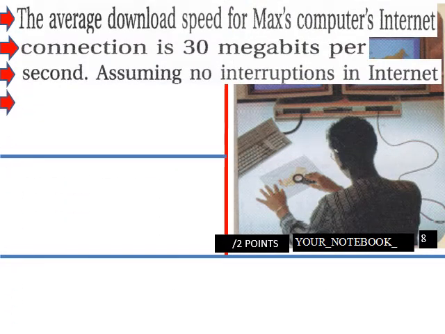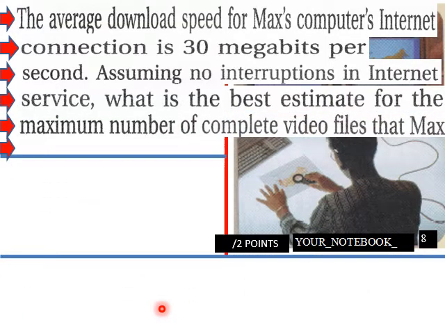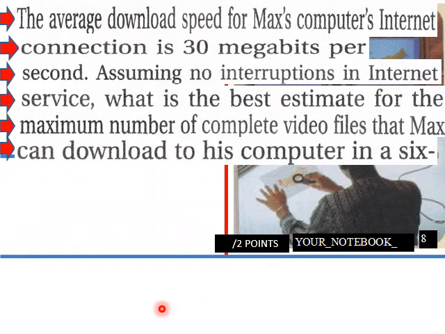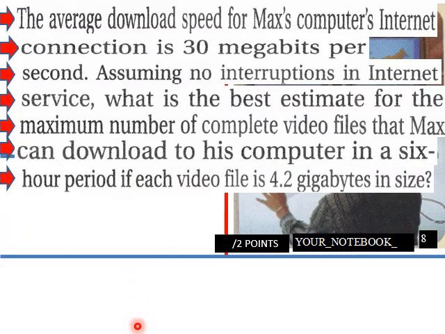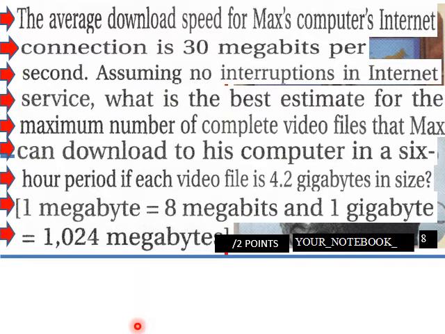The average download speed is 30 megabytes per second. What is the best estimate for a maximum number of complete files that Max can download to his computer in a 6-hour period? If each video file is 4.2 gigs in size, 1 byte equals 8 bits and 1 gigabyte is 1024 megabytes.